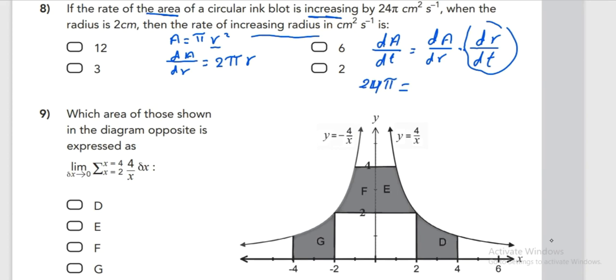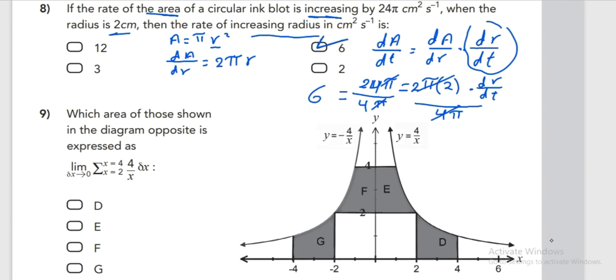Put each value in its place. dA by dr is 2 pi r. But here we have the value of r, which is 2 centimeter. So in the place of r, we'll put 2. Multiply dr by dt. Simply we'll divide by this part, which is 4 pi. So over 4 pi, over 4 pi, 2 pi multiplied by 2 equals 4 pi. We'll cancel this part with this part and simplify this side. Pi cancelled with pi. 24 divided by 4 equals 6 square centimeter second to the power -1.